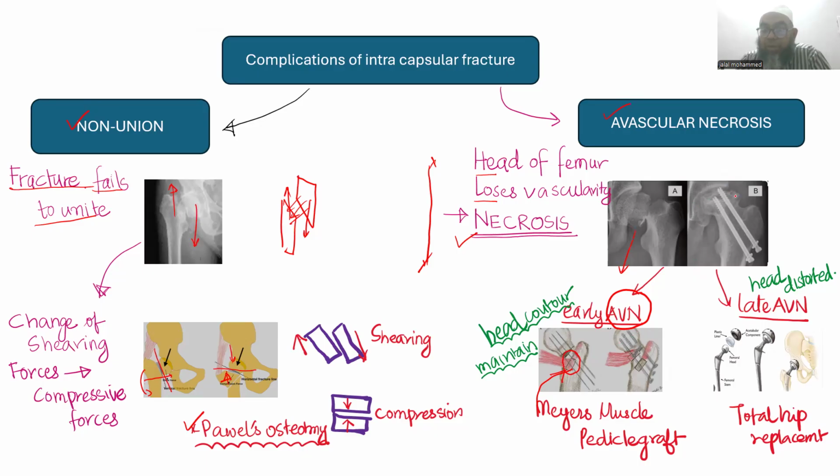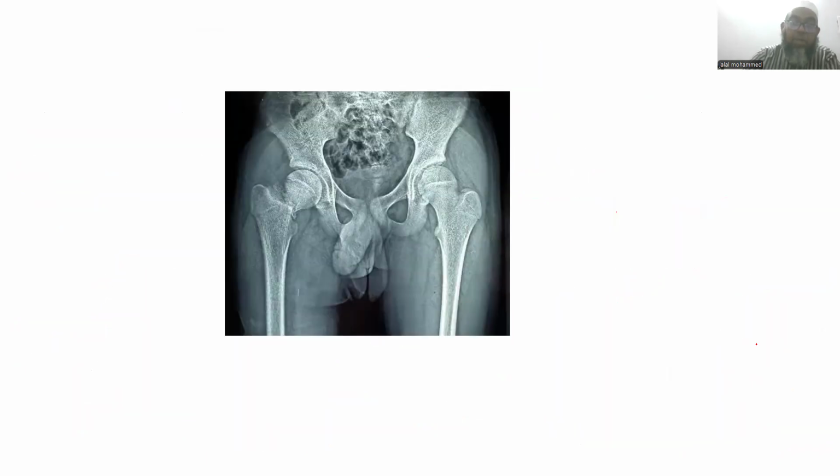But if the patient has late AVN with a distorted head like this, then you need to go for total hip replacement. So if we diagnose avascular necrosis at an early stage where there is no distortion of the head of the femur, we can go for salvage of the head by doing a muscle pedicle graft. It goes by the name Meyer's muscle pedicle graft. If the patient has a late presentation with arthritis and distortion of the head, then we need to go for total hip replacement. So we'll do a small exercise here.